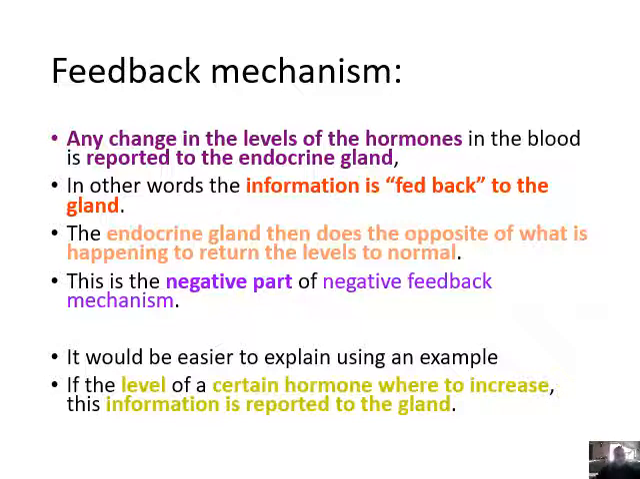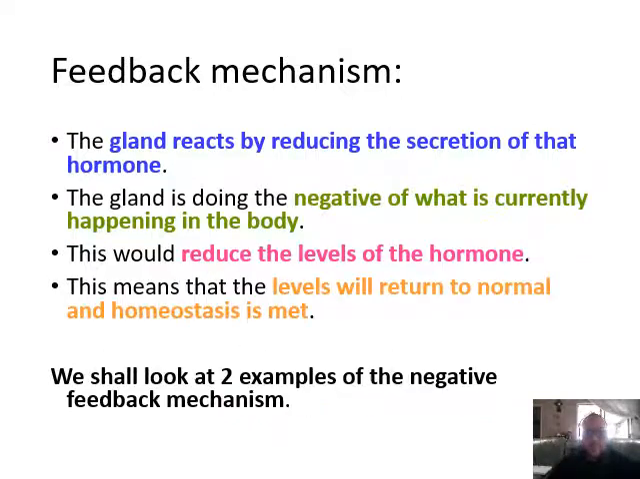If the level of a certain hormone were to increase, the information is reported to the gland. The gland reacts by reducing the secretion of that hormone, and the gland is doing the negative of what is currently happening in the body. This would reduce the level of the hormone. This means that the level will return to normal and homeostasis is met.